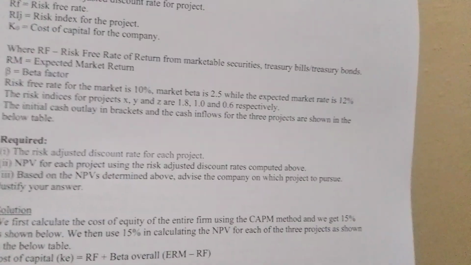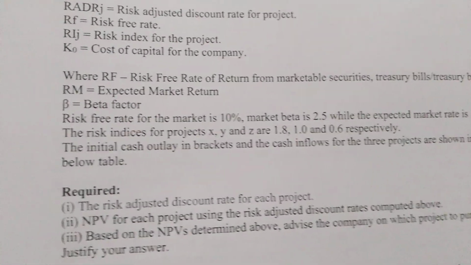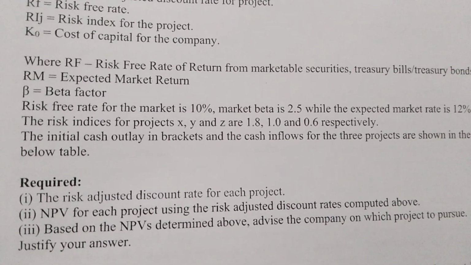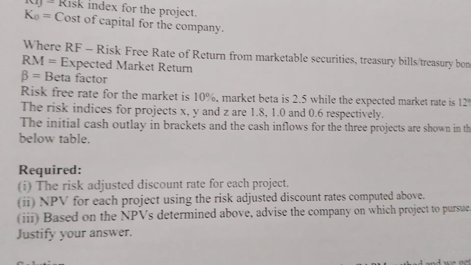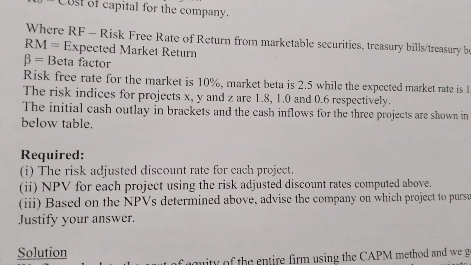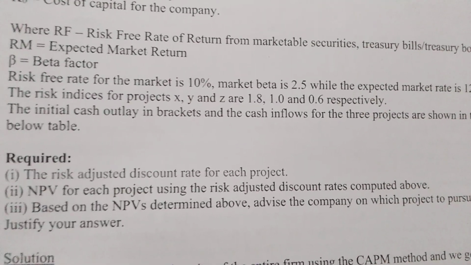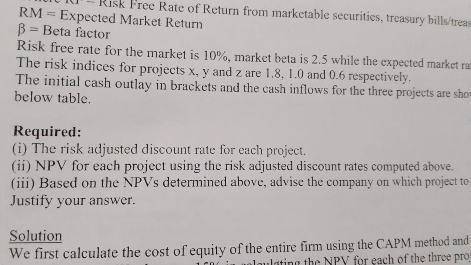So that part here, whereby the statement reads that the initial cash outlay in brackets and the cash inflows for the 3 projects are shown in the below table. That table is the one that I've shown you. It could have appeared immediately after that statement, but there was a problem with the arrangement.